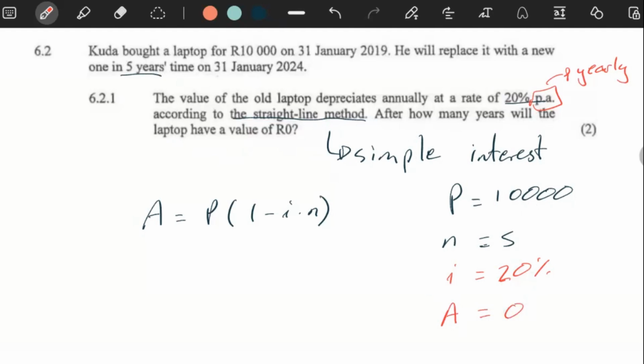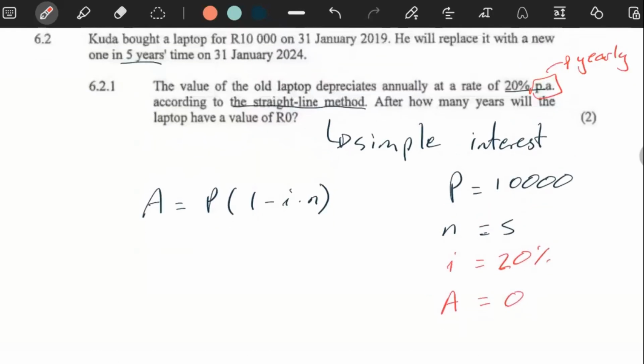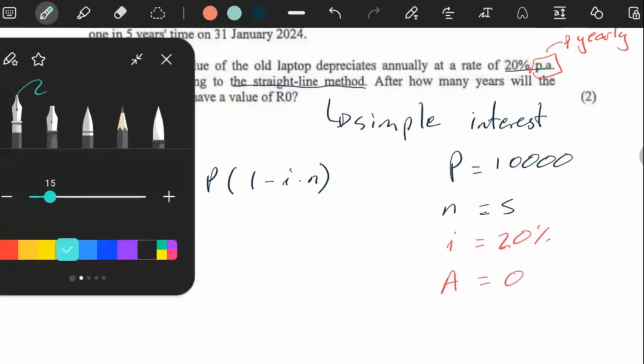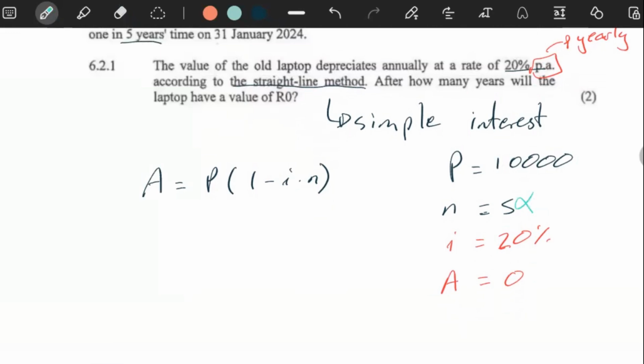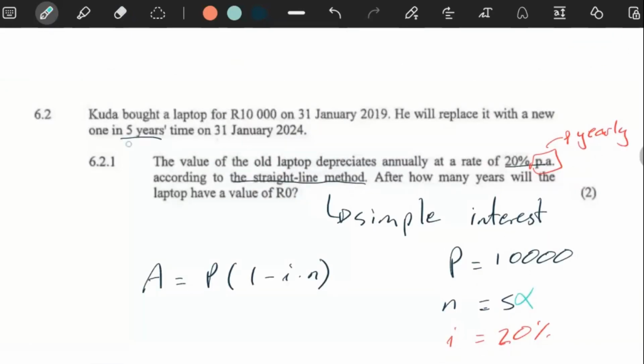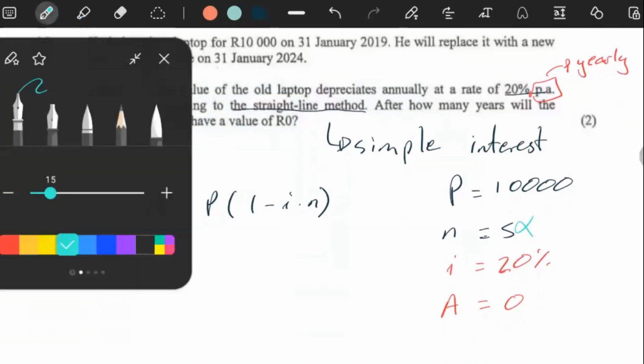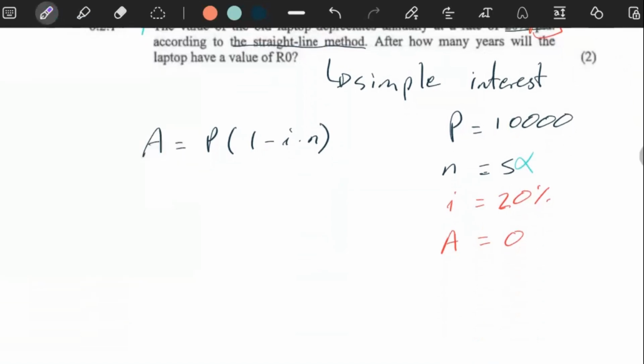So they want us to work out, oops, you see I already made a mistake here, because they said he would replace it after 5 years. This question is not saying that the laptop would depreciate to 0 after 5 years, because they're actually asking how many years it would take for it to depreciate to 0. So it may depreciate to 0 before the 5 years or even after the 5 years. It doesn't matter. All we know is Kuda wants to replace his laptop after 5 years. But this question has nothing to do with the 5 years. So let's leave n empty because we actually don't have n.